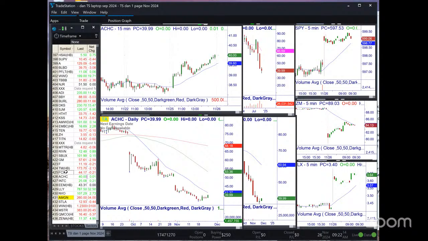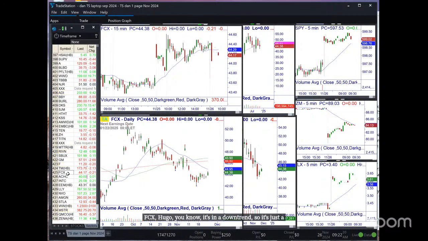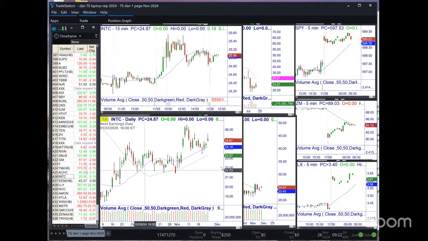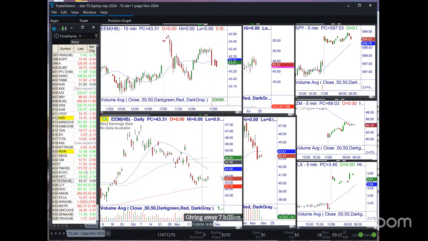ACHC, FCX, Hugo. It's in a downtrend, so it's just a bounce in a downtrend is all. Intel, we talked about, giving away 7 billion. EEM, a small little W bottom here. I got an alarm at 43.40.